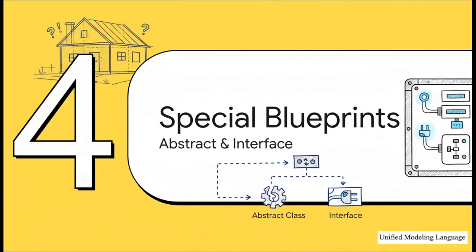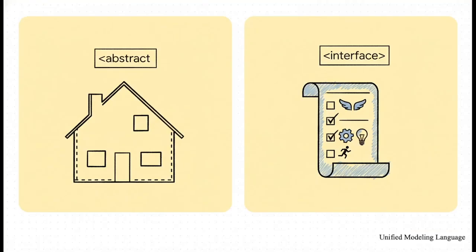So far, we've talked about complete, ready-to-go blueprints. But what if you want to create more of a template, like a set of rules or a partial design that other classes have to follow? For that, UML gives us 2 really powerful tools: abstract classes and interfaces. Okay, and the difference here is critical. An abstract class is an incomplete blueprint. It gives you a foundation that other classes have to build on to become complete.